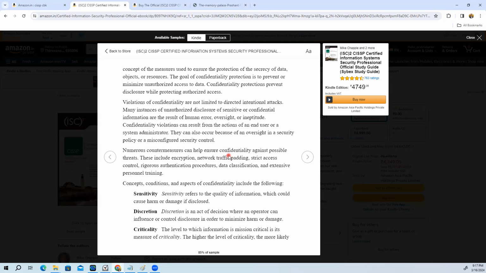So make a short note. Confidentiality countermeasures are encryption, network traffic padding, and strict access control. So any question that talks about network traffic or strict access control, the answer is confidentiality. So instead of remembering everything, make short points of this area.